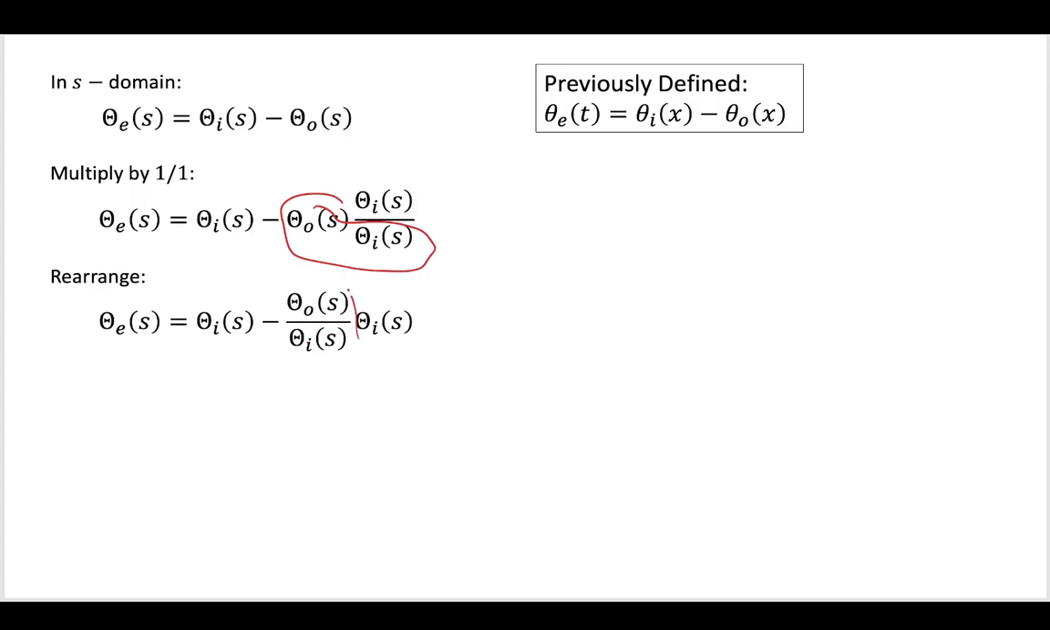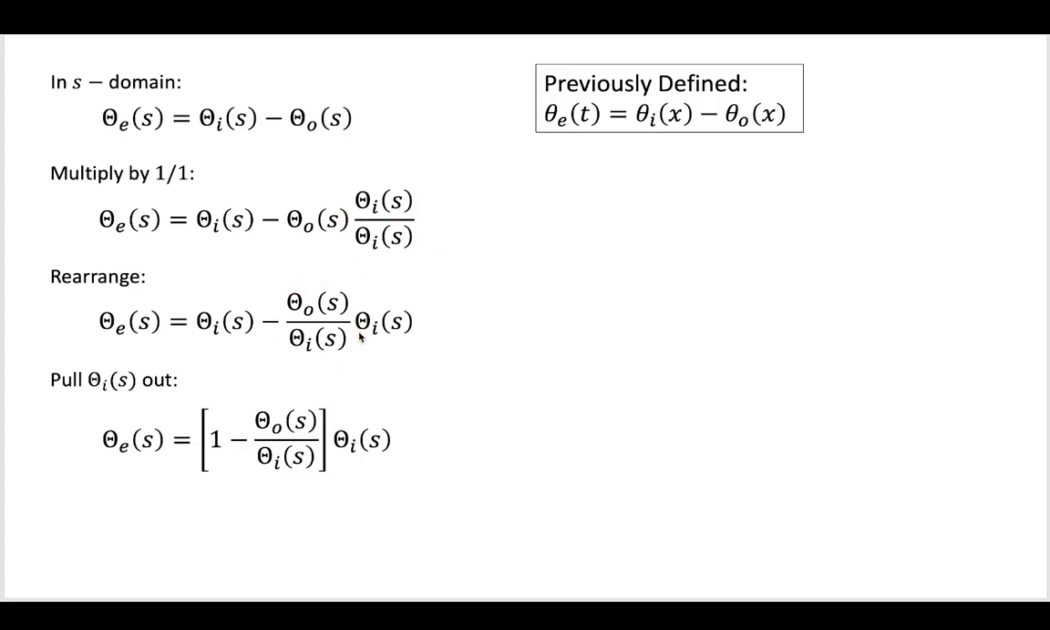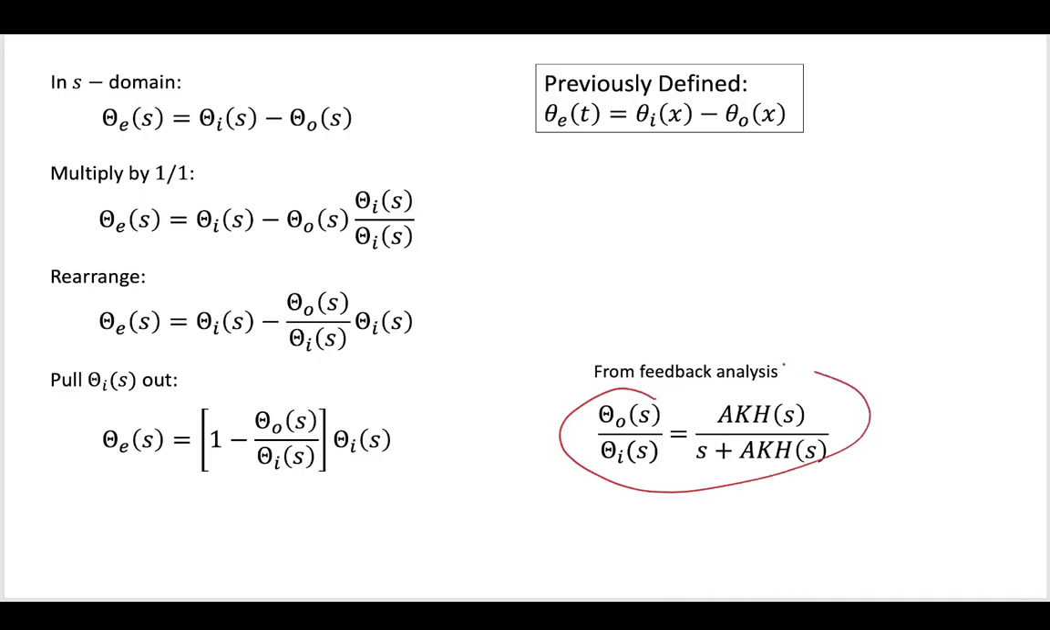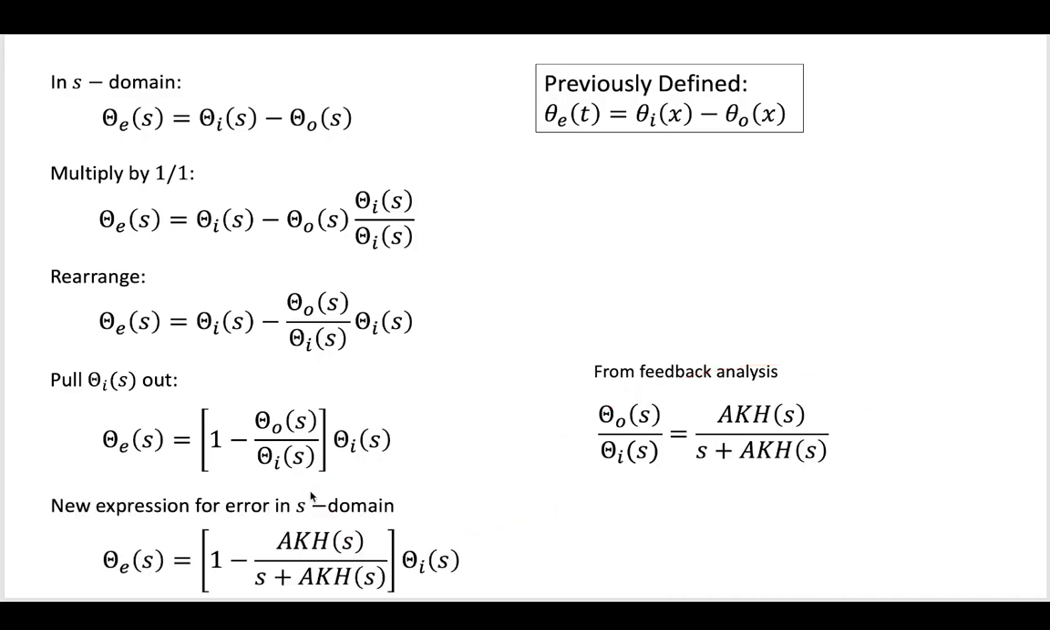Now we have this out over in, and we found a definition for this previously using our feedback analysis, and then we can pull this out, and now we know this from our feedback analysis, and we have basically rearranged our error function to find this. So from feedback analysis, we found this, and we can put this into here, and now we have a new expression for error in the S domain.